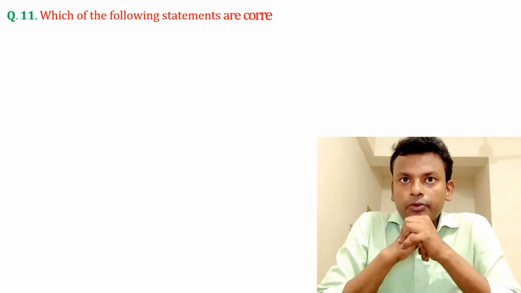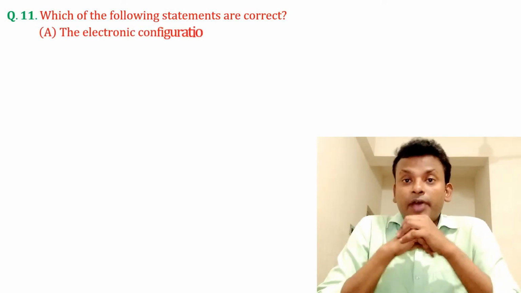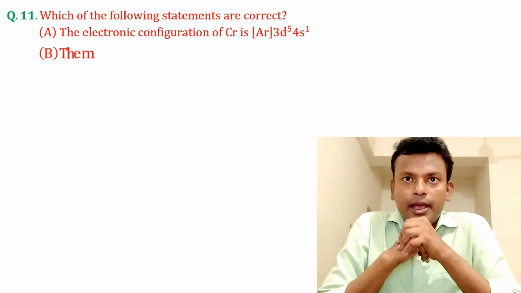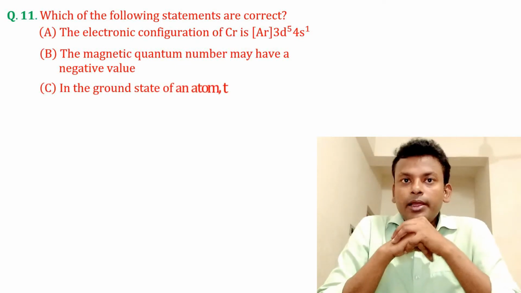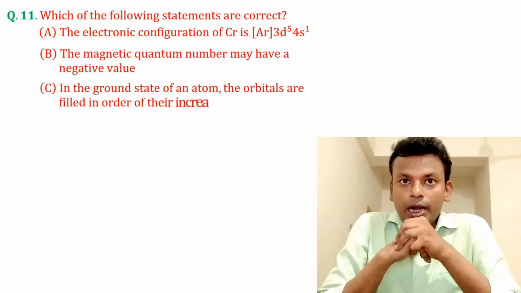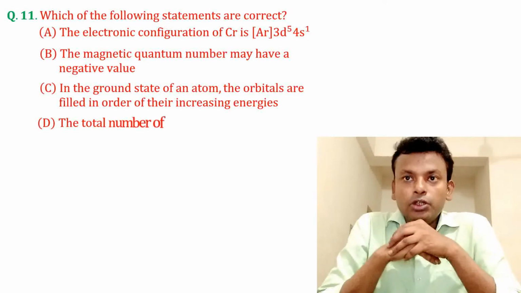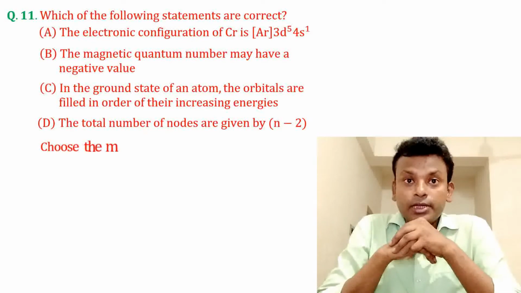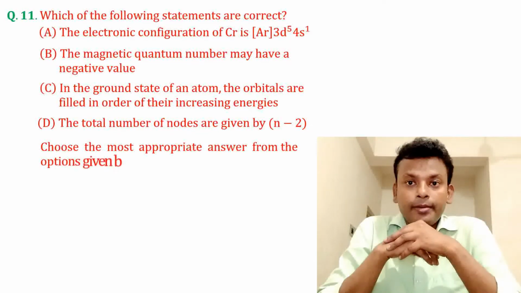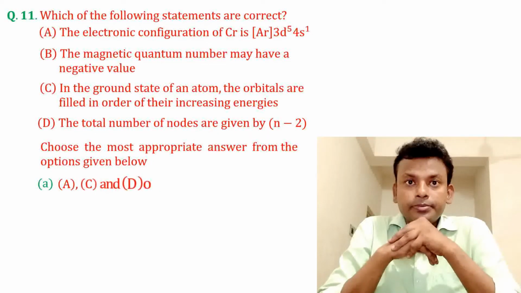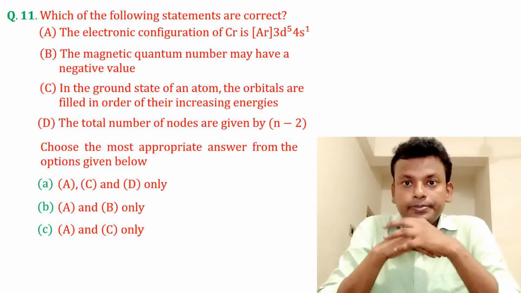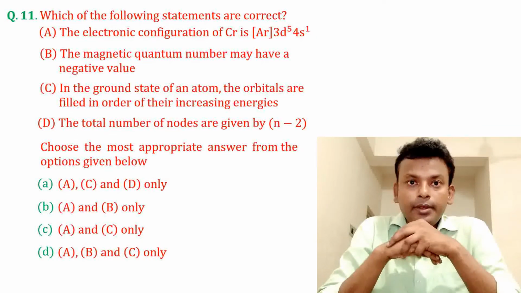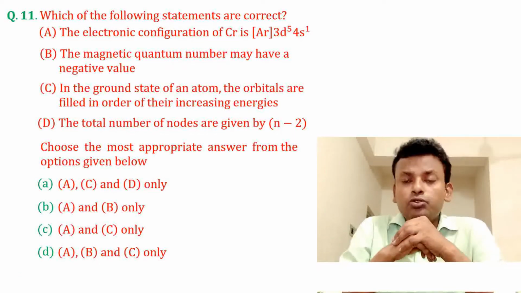Question number 11. Which of the following statements are correct? A. The electronic configuration of chromium is argon 3d5 4s1. B. The magnetic quantum number may have a negative value. C. In the ground state of an atom, the orbitals are filled in order of their increasing energy. D. The total number of nodes is given by n minus 2. Choose the most appropriate answer from the options given below. Option A, option B, option C, option D. And this question was set in JEE Main 29th June 2022 morning shift.